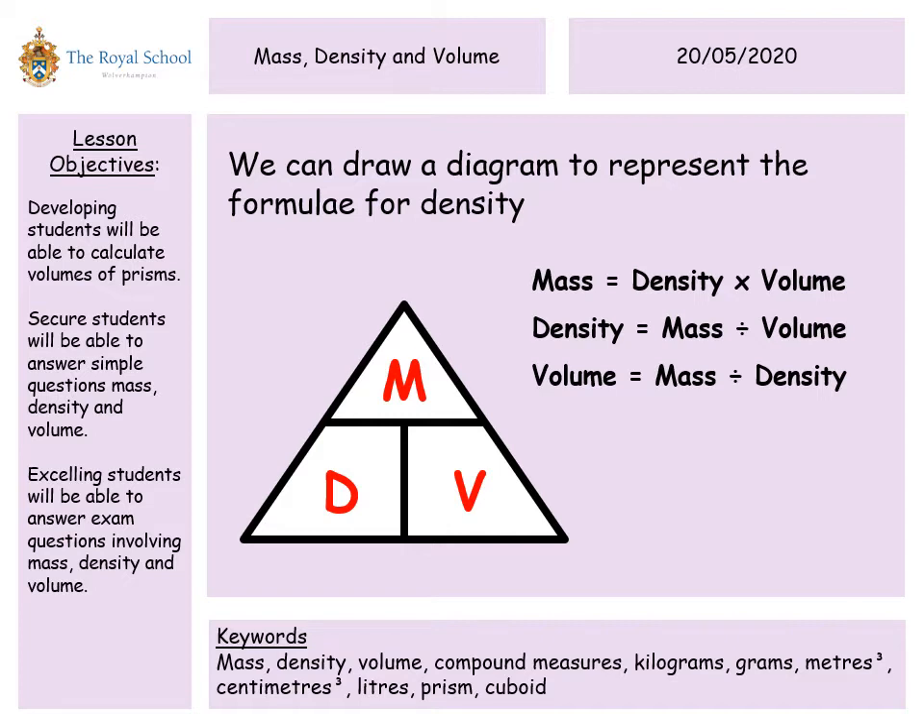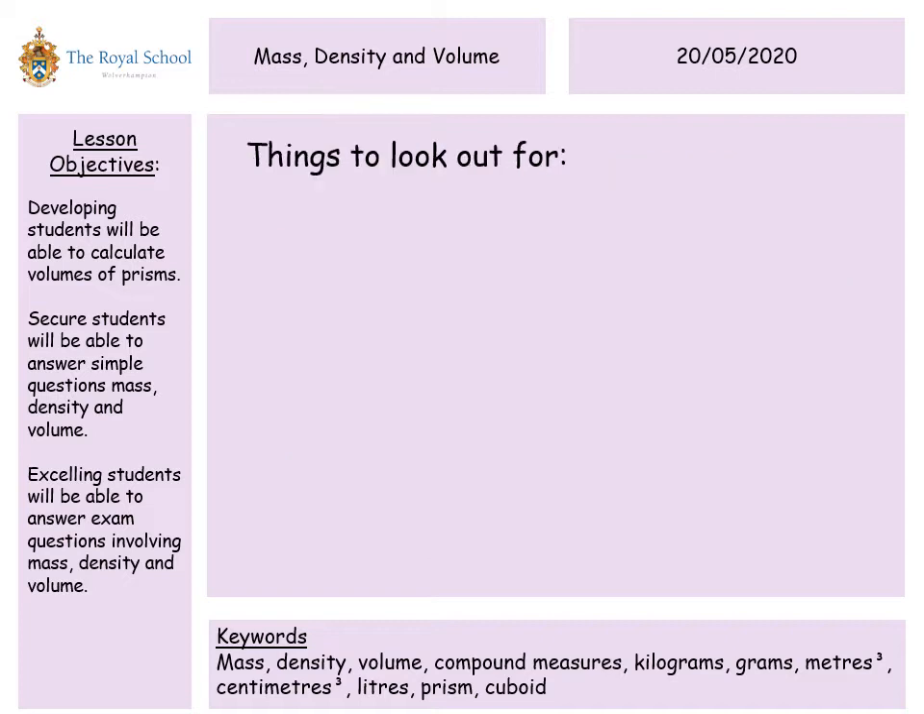Likewise, if we're working out the density of an object, we could cover up the letter D, and we have M above V. So M above V is going to give us mass divided by volume to give us density. And finally, we could then have a look at finding out volume. So let's cover up the V, and we have M divided by D. So that's going to be mass divided by density. So an example of that triangle will be great in your notes, so you can use that going forward in the lesson.